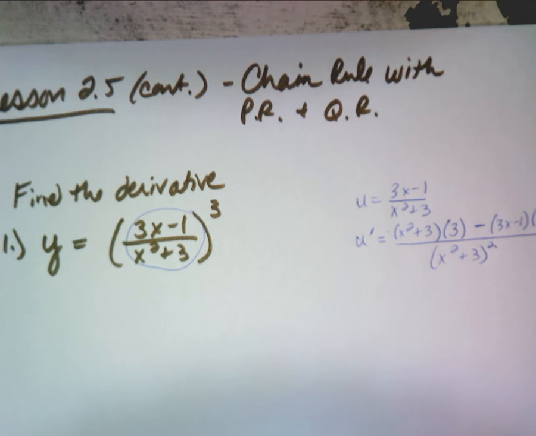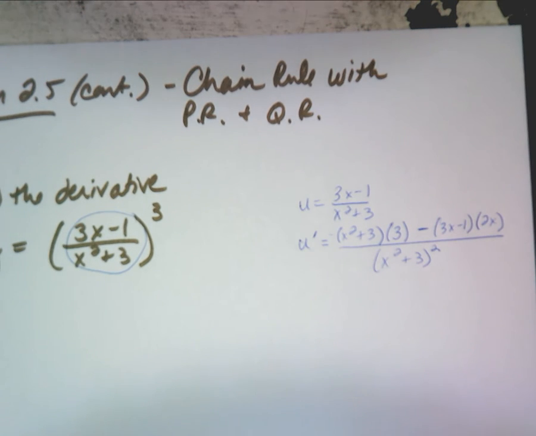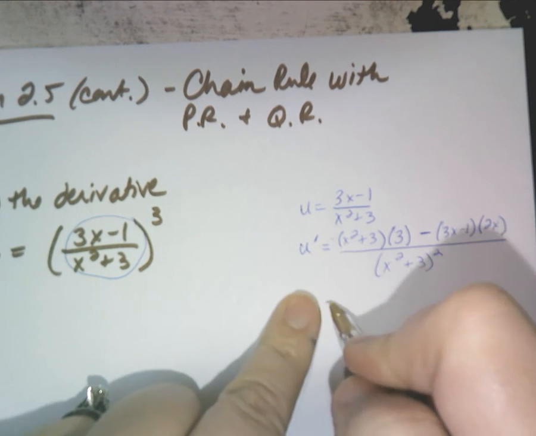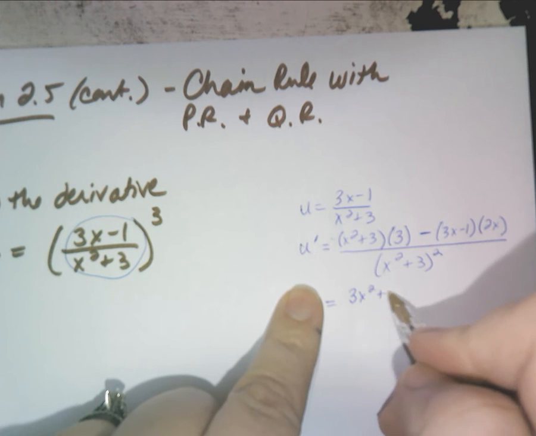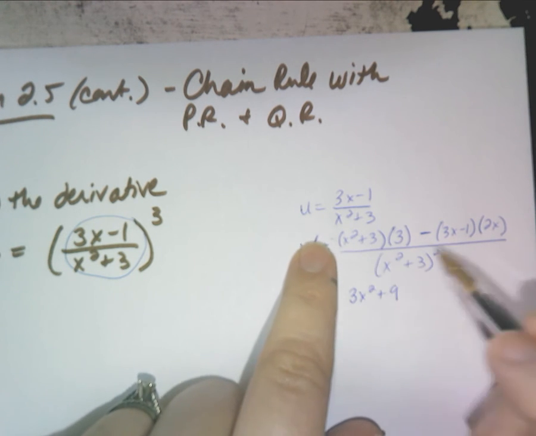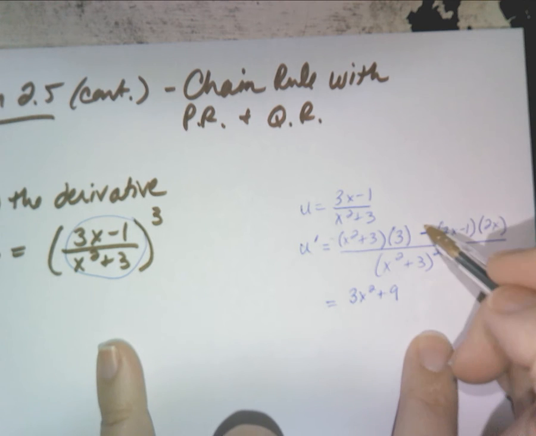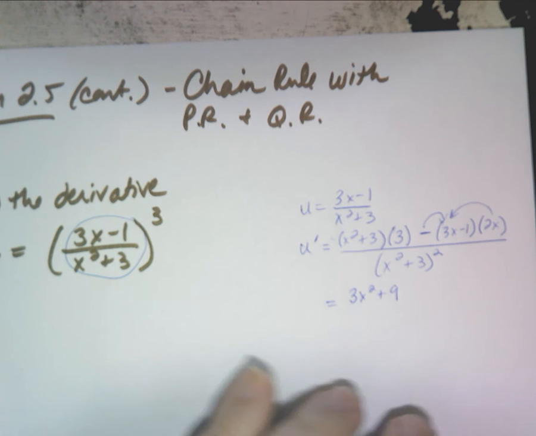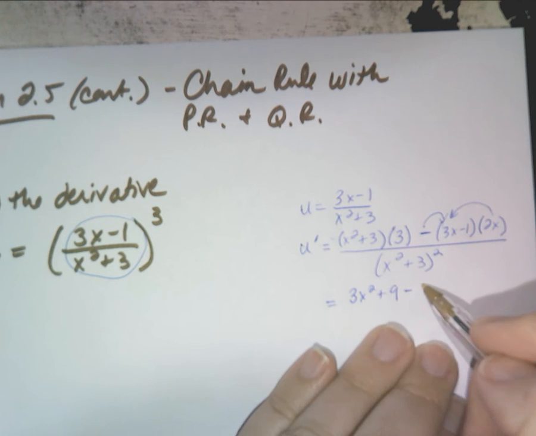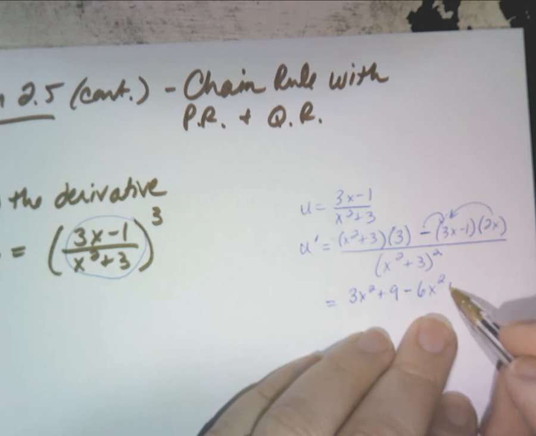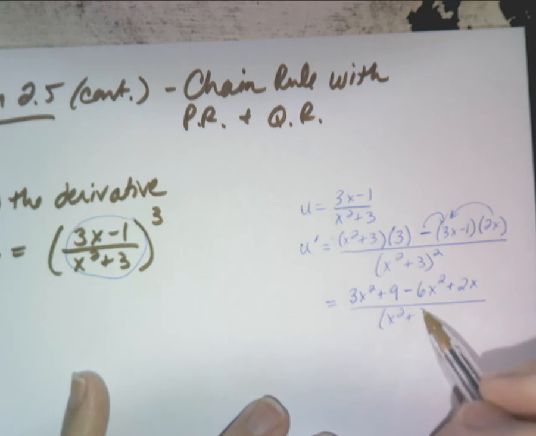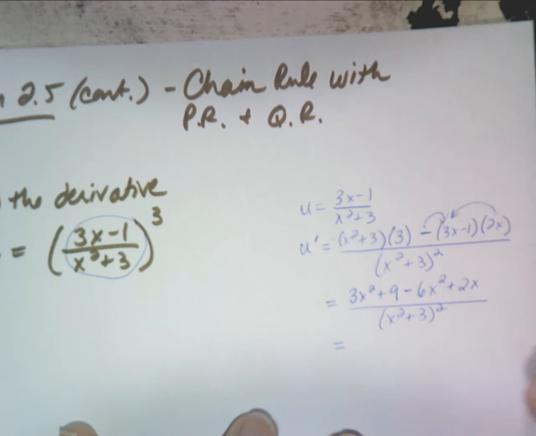Now we need to clean that up. All right, let's clean this up. This becomes 3x squared plus 9, right? I just distributed. Then distribute the negative and the positive 2x, so that you're actually distributing a negative 2x. So you would get what? Negative 6x squared plus 2x, all over denominator squared. And then even more cleaning up.